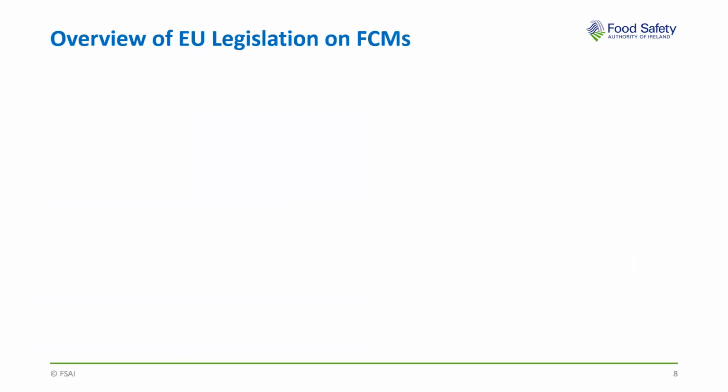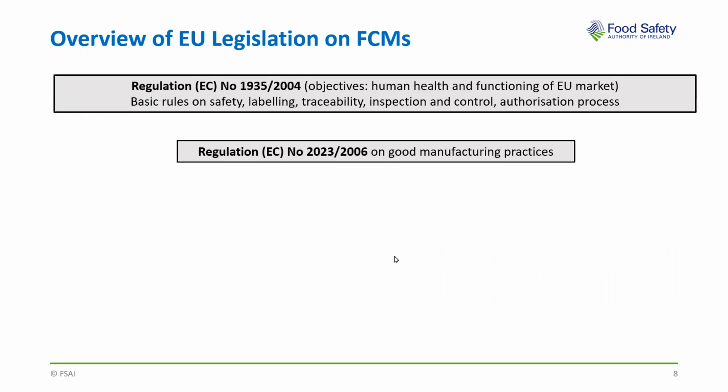So if we take a look at an overview of EU legislation on food contact materials, what we have in Europe at the moment is a general food contact material regulation, 1935, and a good manufacturing practice regulation, Regulation 2023. These two regulations together apply to all food contact materials, regardless of the type or source. And they are the foundation of the harmonized laws on food contact materials across the whole of the European Union. I'll talk a little more about those regulations in a few moments.